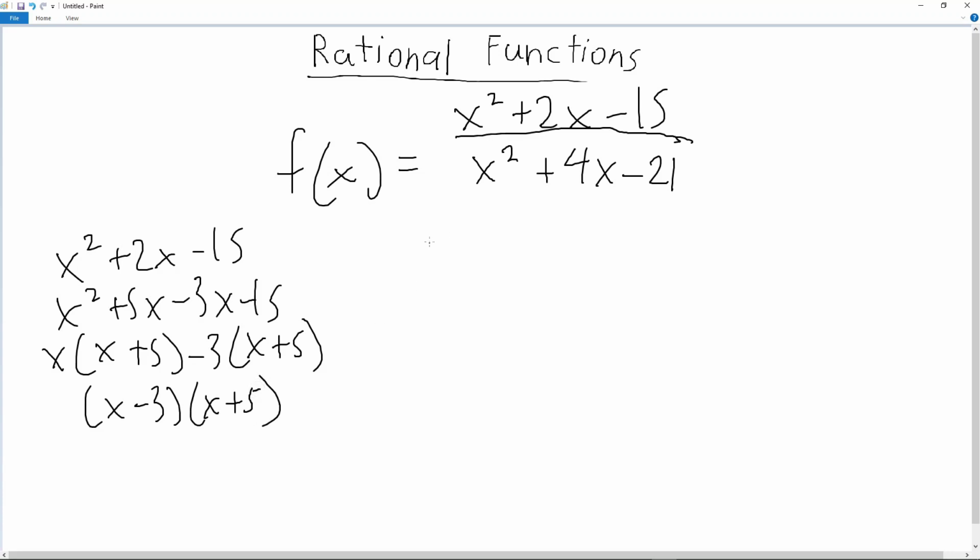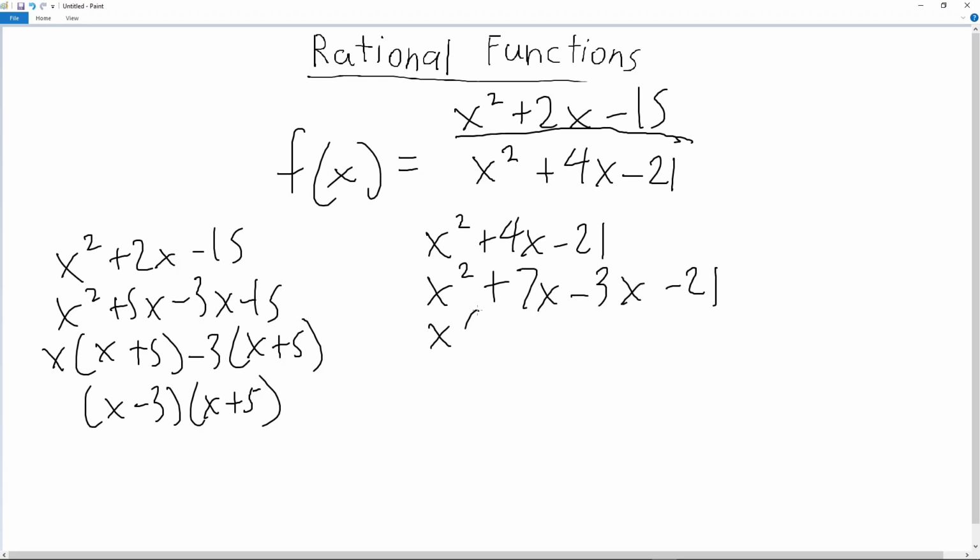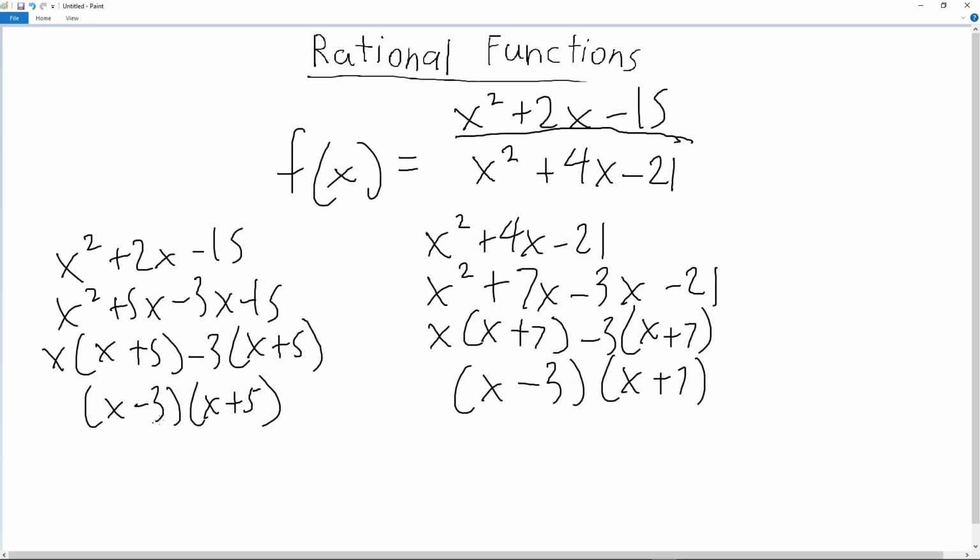Now let's do the denominator. X squared plus 4x minus 21. 21 can be broken into 7 and 3. So x squared plus 7x minus 3x minus 21. You factor out an x from these two terms, then a negative 3 from these two terms. Then you combine. X minus 3 times x plus 7. And these are the factored forms of the numerator and the denominator.